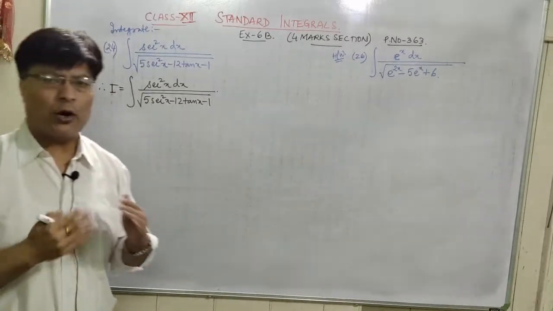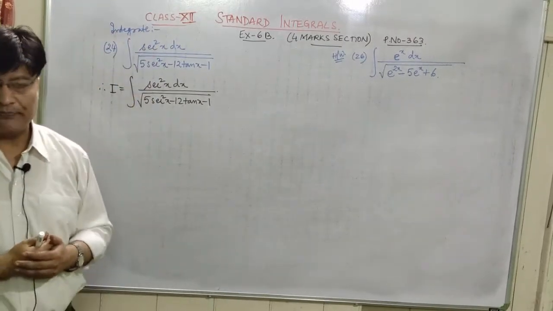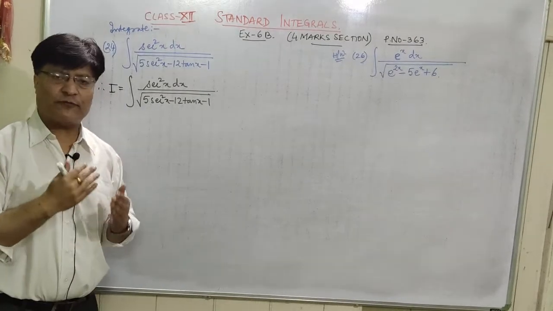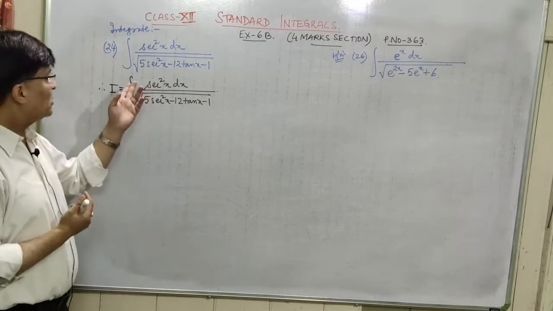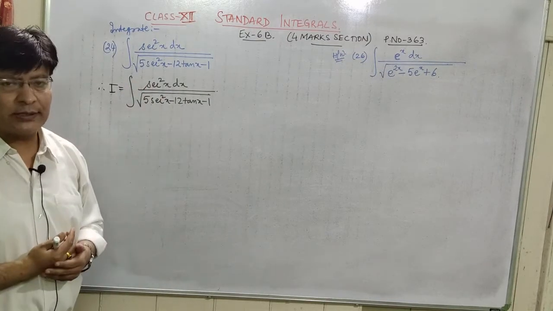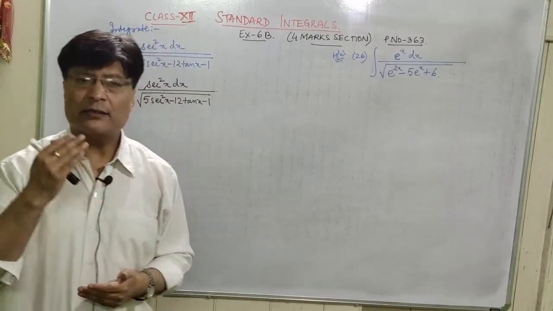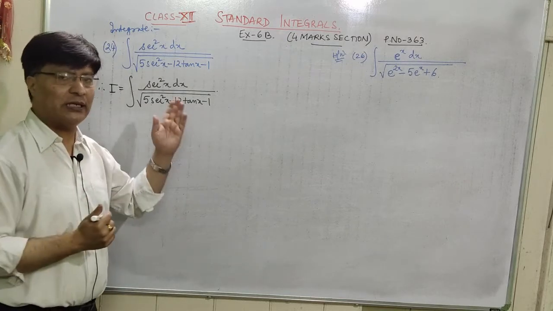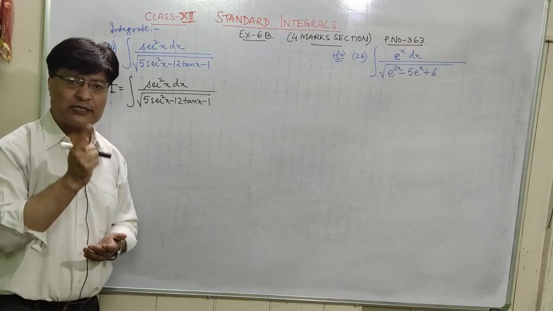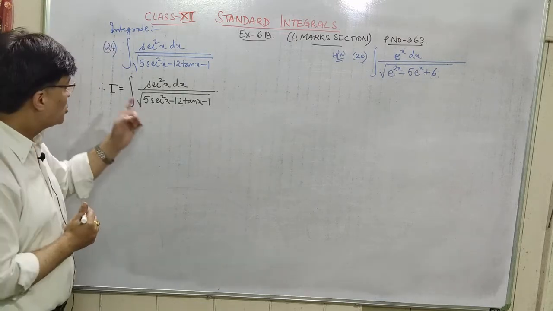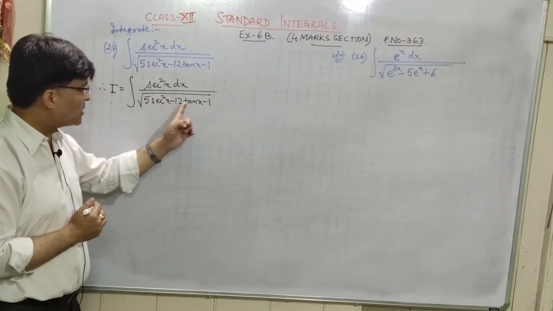Okay, so how can you evaluate this integration? In this case, first of all, you have to use the method of substitution. Now in the numerator we have sec square x. You know that the differentiation of which function is sec square x? It is tan x, isn't it? Differentiation of tan x is sec square x. So in the denominator we have sec square x and tan x.